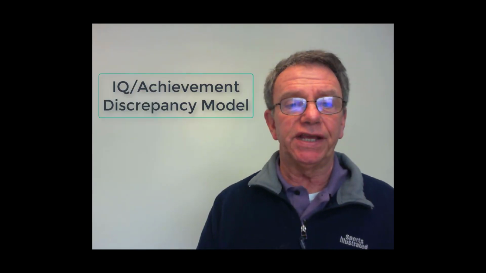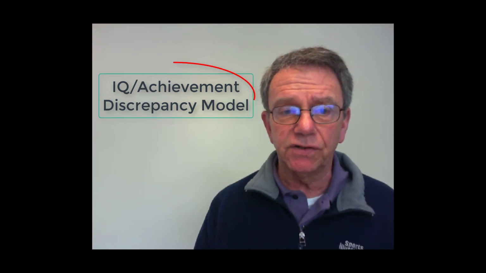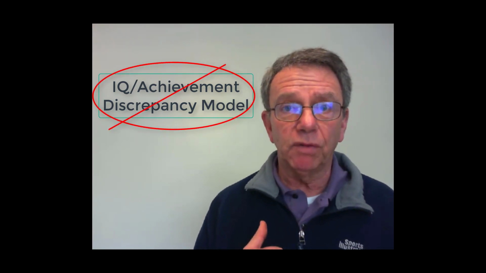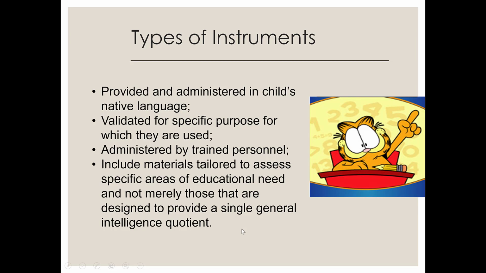IDEA 2004 also gave educators the option of not using the IQ achievement discrepancy model for classifying students as learning disabled. And we're going to talk more about that and learn more about that in the next module. These are more requirements for assessments that are to be used to classify students. I do not recommend giving a student a translated test, as I said before, unless it's been validated in that language.